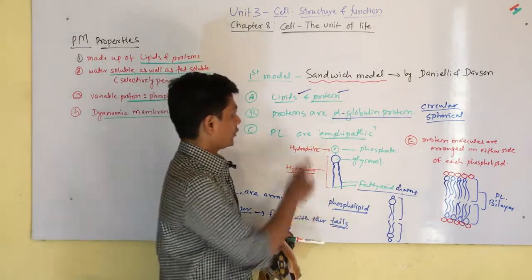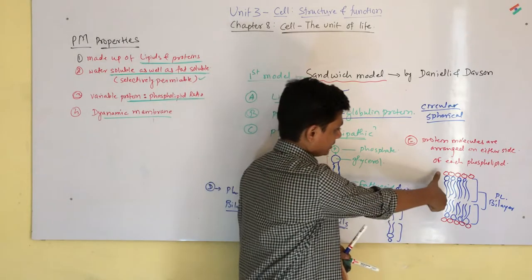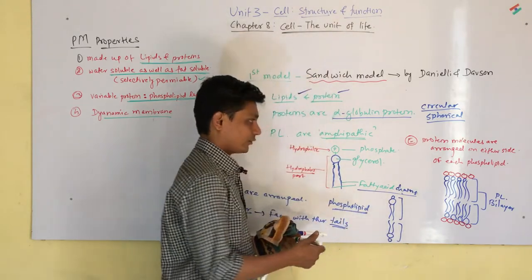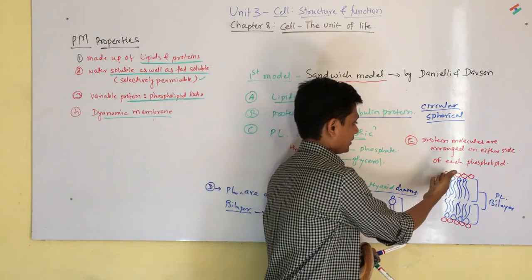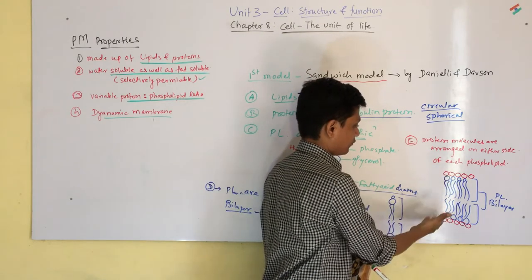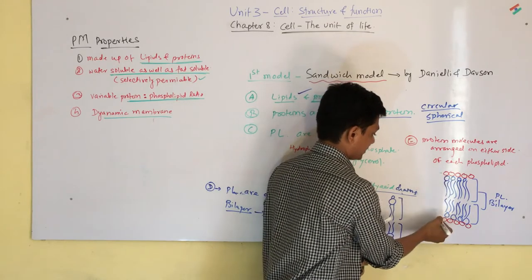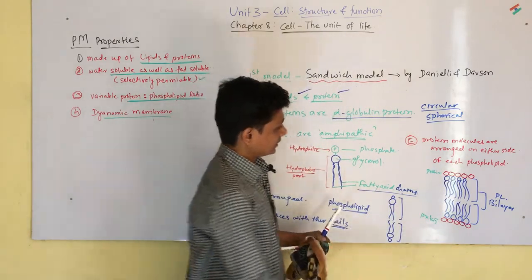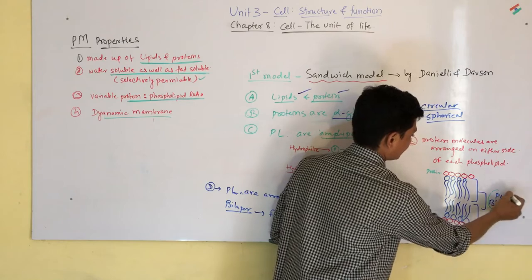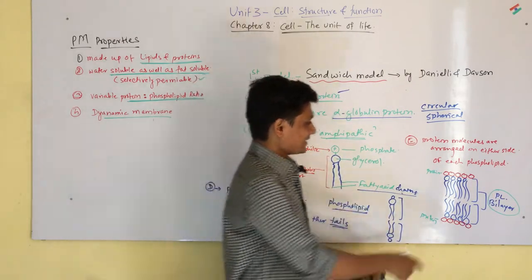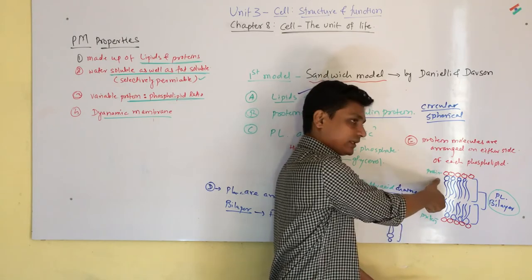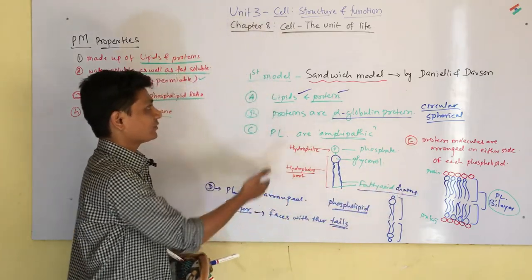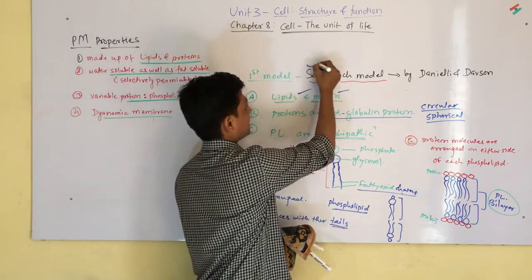According to Danielli and Davson, this is the structure of the plasma membrane. You can see there are two layers of proteins, one on either side. This is the protein molecule, this is also protein, and in between them the phospholipid bilayer is there. It means a thick layer of lipid lies between slices of protein. It looks like a sandwich, so it is known as the sandwich model.